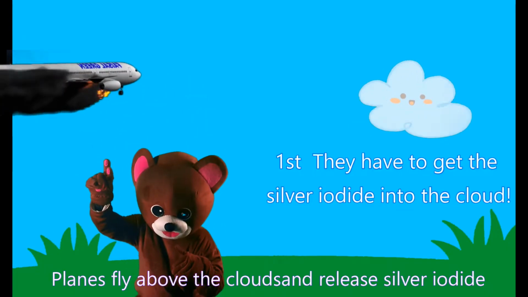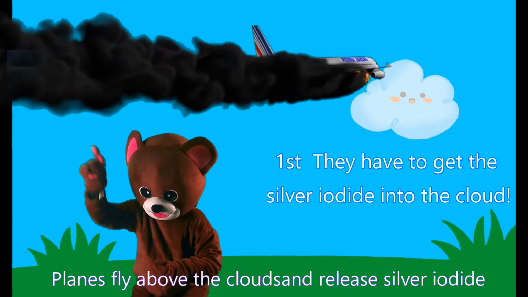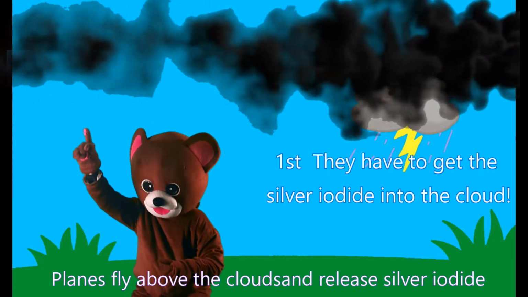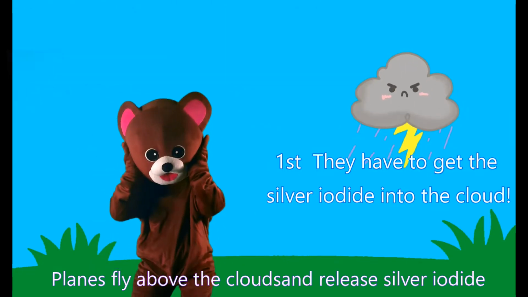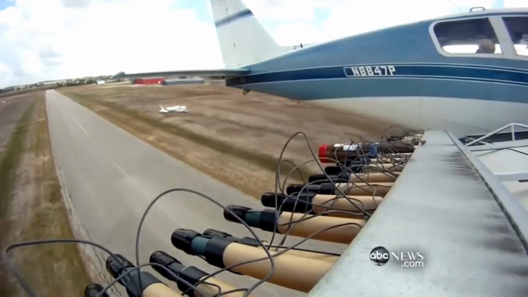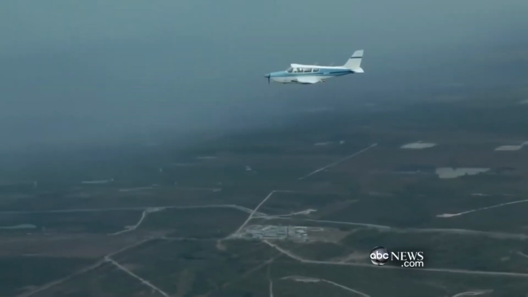Sometimes we use airplanes that will fly above the clouds and light flares that burn while they're flying, which releases the silver iodide into the sky, and then that falls down into the cloud.